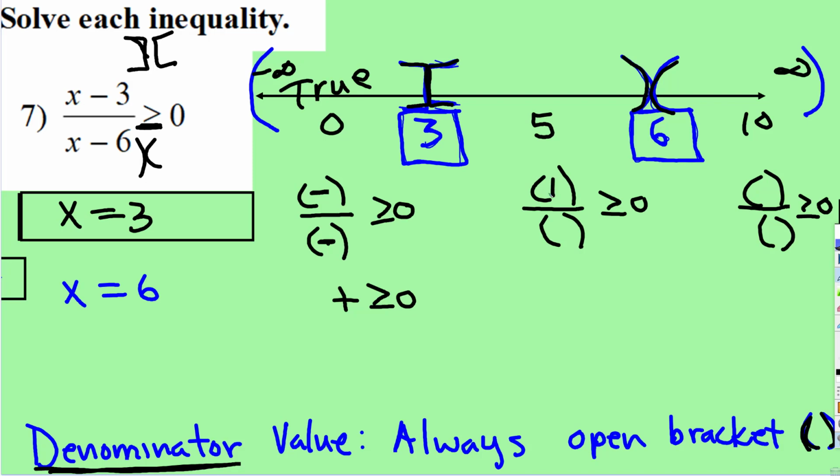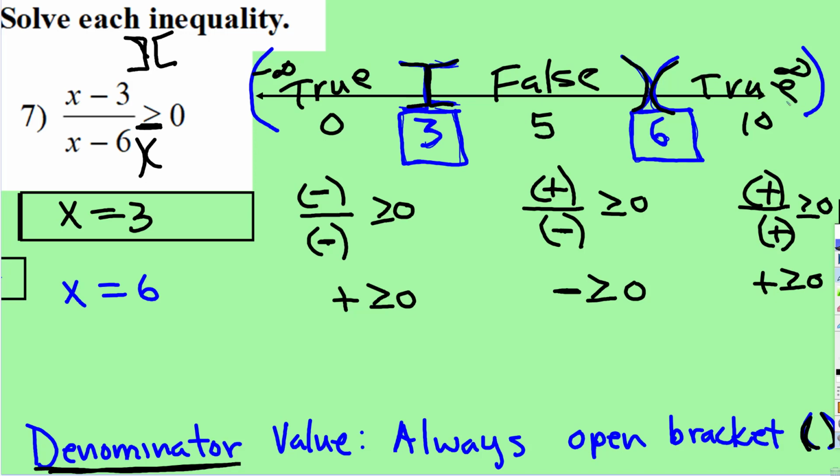Now we're going to put 5. 5 subtract 3 is positive. 5 subtract 6 is negative. Positive number divided by negative number is a negative number. Is a negative number greater than or equal to 0? That's false. And then I'm going to put 10 up there. 10 into the rational inequality. 10 subtract 3 is positive. 10 subtract 6 is positive. Positive numbers are greater than or equal to 0. So we've got another true.